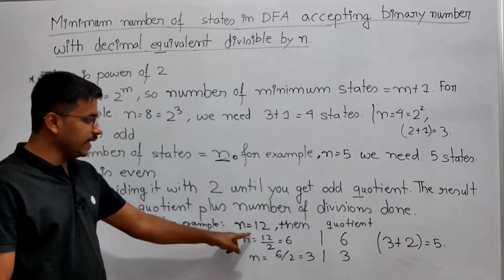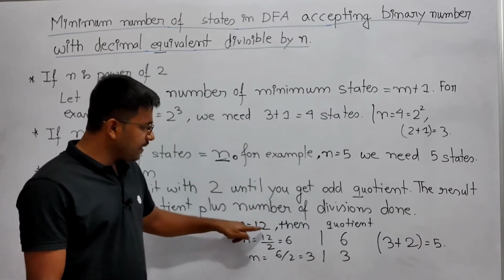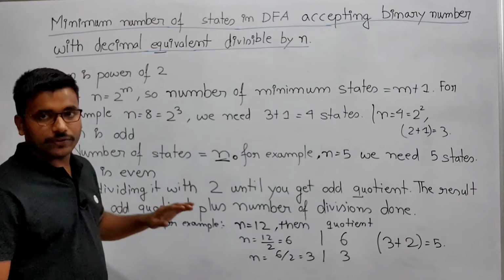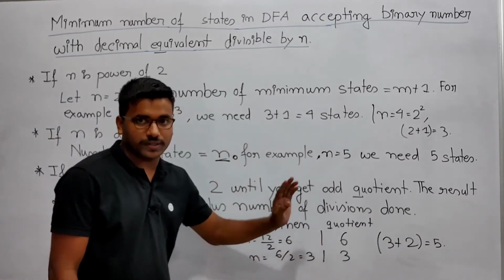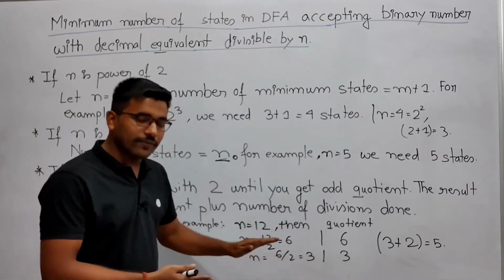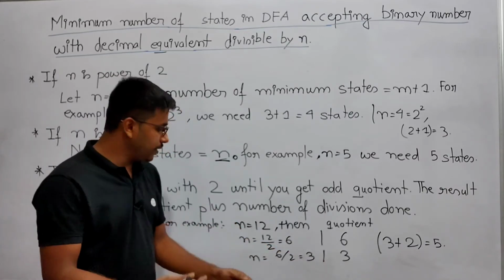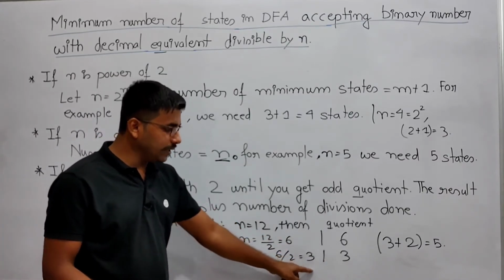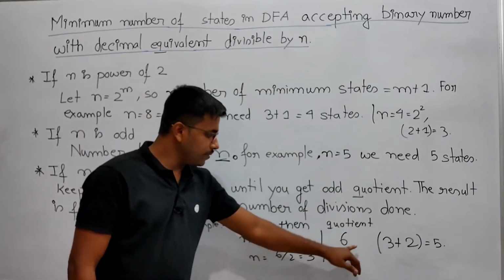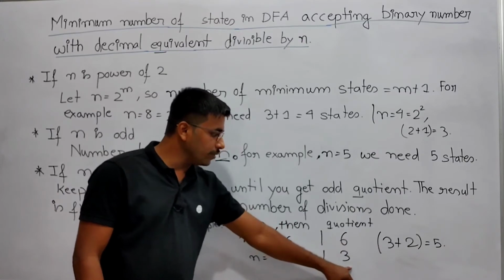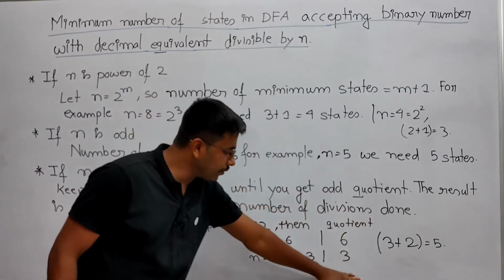For example, I have taken n equal to 12. It is an even number, but you will not be able to write it as a power of 2. Then what do you have to do? You have to divide it by 2. You got 6, so the quotient is 6. Till when do you have to divide? Till you get an odd quotient. Now again 6 divided by 2, you got 3. Now the quotient is odd, whereas previously you got an even quotient. So you keep dividing until you get an odd quotient. You got an odd quotient, stop.